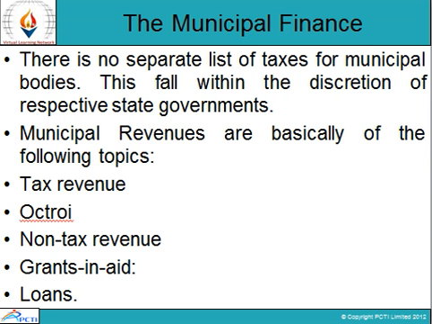Next are the loans. Municipal bodies can borrow from the state government and other agencies under the Local Authorities Loan Act. They can borrow for development activities and for repayment of debt. Thus, borrowing can be for the purpose of construction, provision of relief and relief work during scarcity or famine, outbreak of any epidemic, land acquisition, and repayment of outstanding loans.